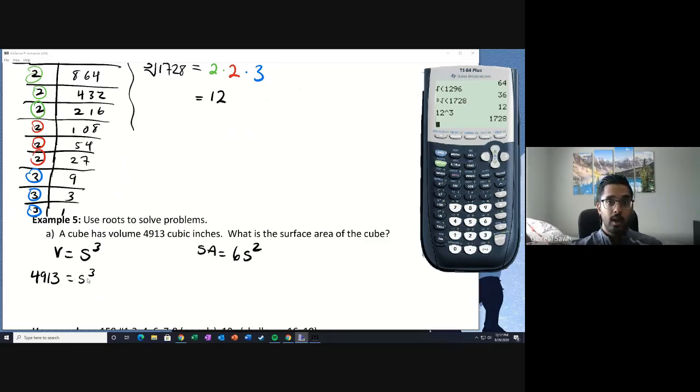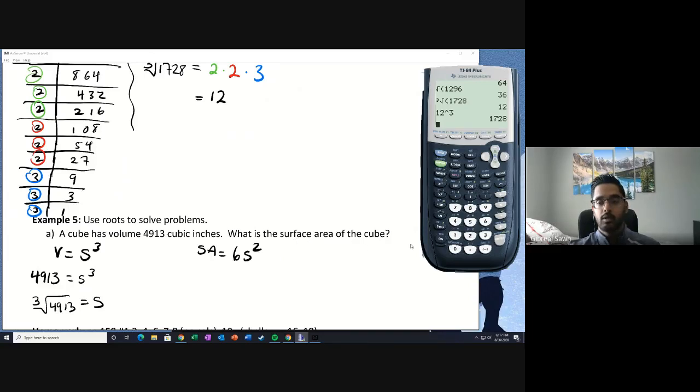If it was a square as an exponent, I'd square root both sides. But since it's a cube, we're going to cube root both sides. So I'm going to take the cube root of 4,913, and that's going to be equal to S. So I actually have to figure out what the cube root is here. Now, it doesn't actually tell me to determine that cube root. It actually just asks me for the surface area.